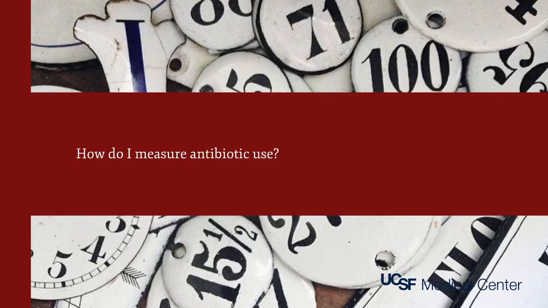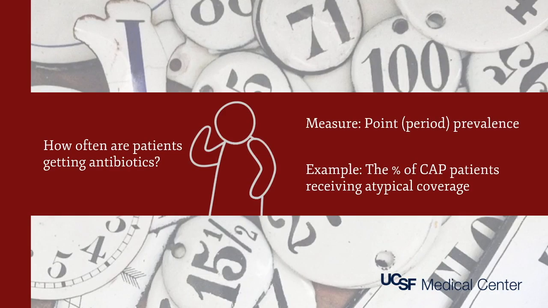After you decide the step and source of your data, you'll want to consider what numbers you actually want to measure. This depends, not surprisingly, on what you want to know. If you want to know how often patients are getting any or a particular antibiotic, you'll be interested in a point, which occurs at a particular time, such as at ICU admission, or period, for example, over the course of an admission, prevalence.